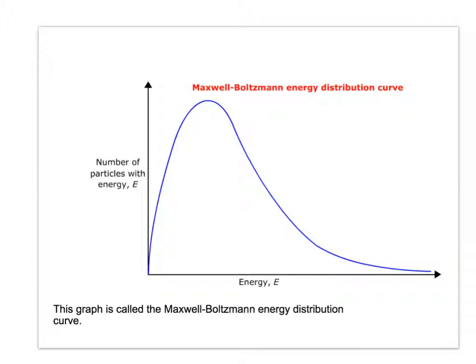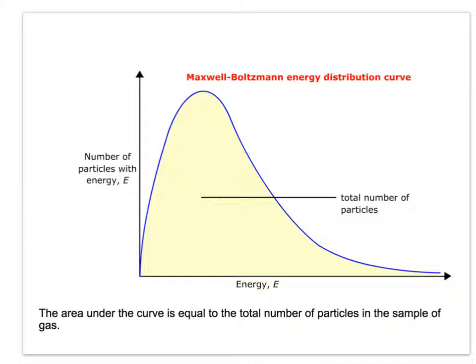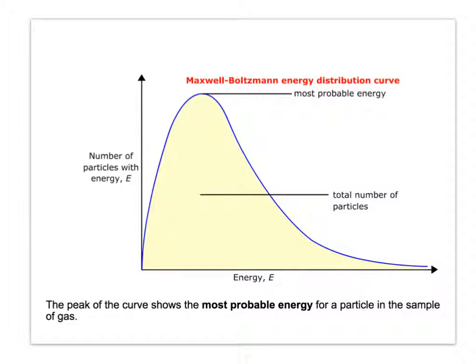So here is the Maxwell distribution curve. In a Maxwell distribution curve, the area under the curve represents the total number of particles in the sample. The highest point of the curve is the most probable energy. So if you had 100 particles and you picked one at random out of a hat, you're most likely to pick one which has an energy here. It's the most probable energy.